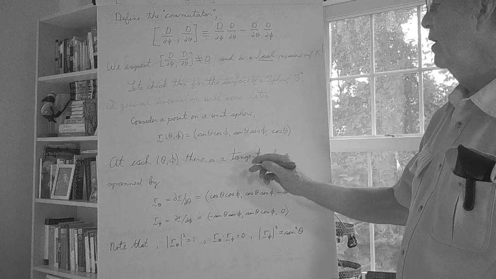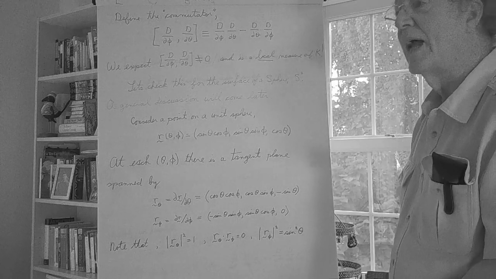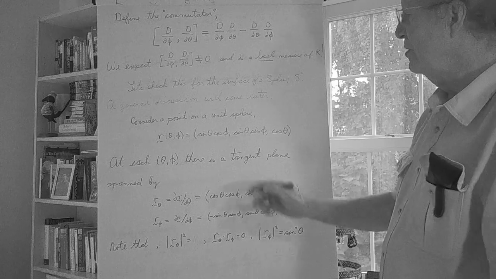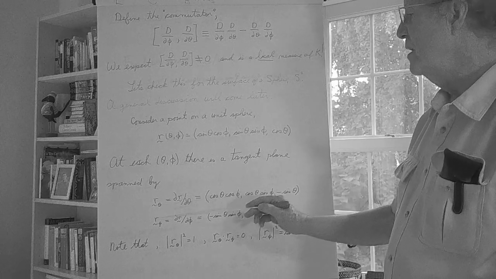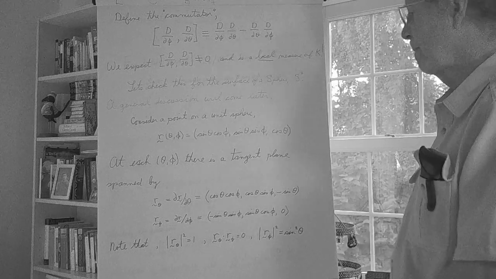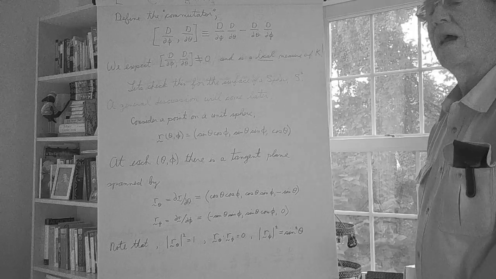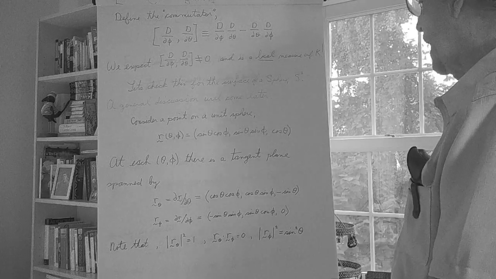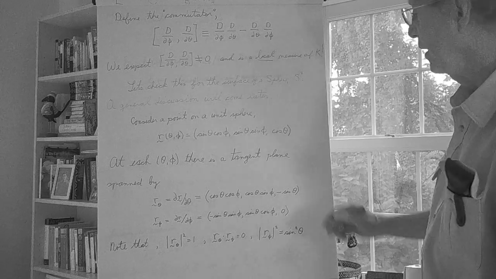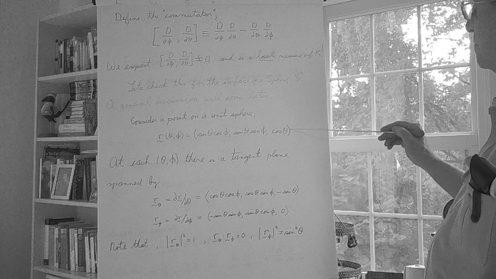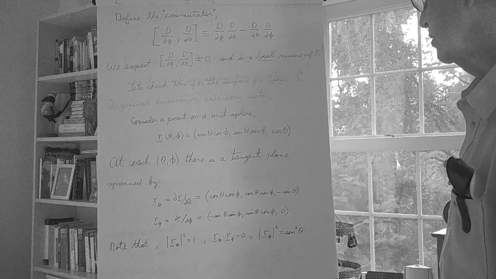At each point theta, phi, there's a tangent plane. And I can parameterize that tangent plane with two tangent vectors, just the gradient of r in the theta direction and the gradient of r in the phi direction. At any particular point, those give me two directions. They're orthogonal, and they sweep out the two-dimensional tangent plane at that point. Here, I just take the derivatives here and here. It's worthwhile doing that.